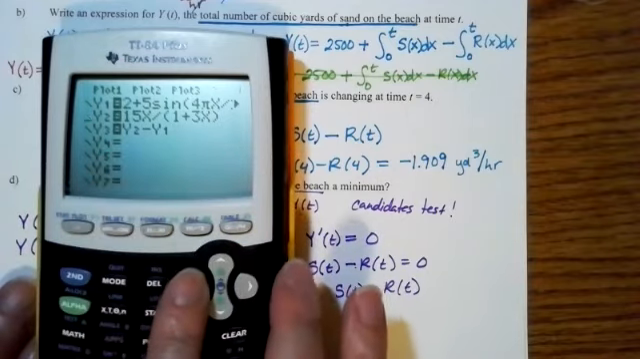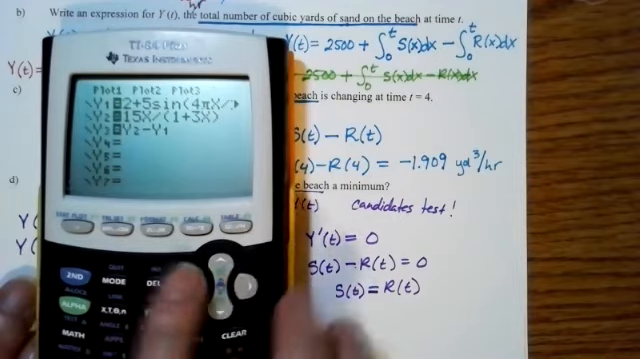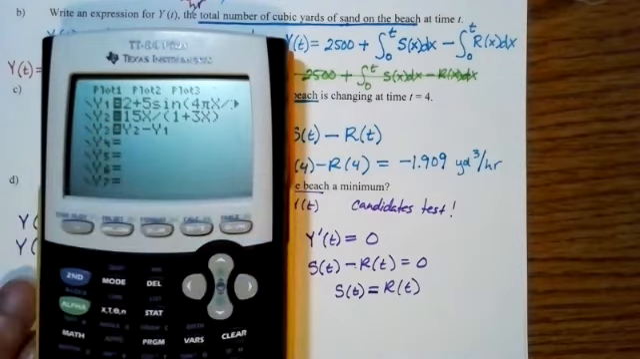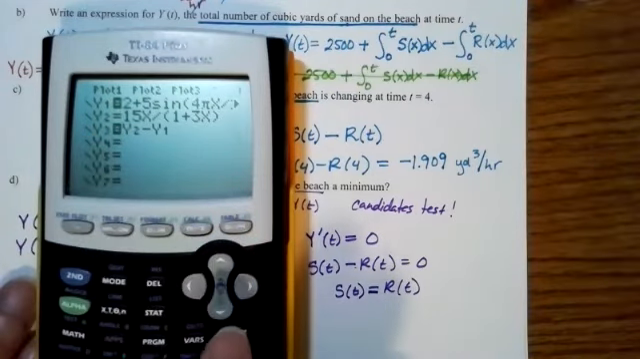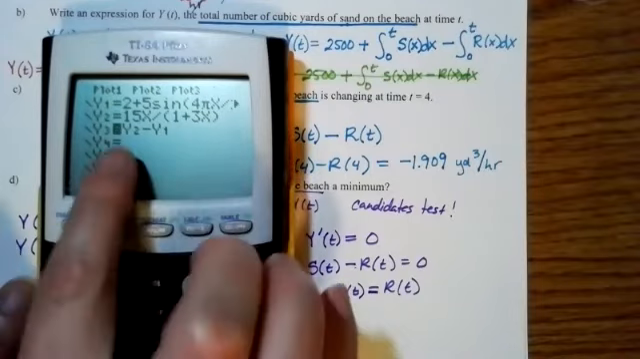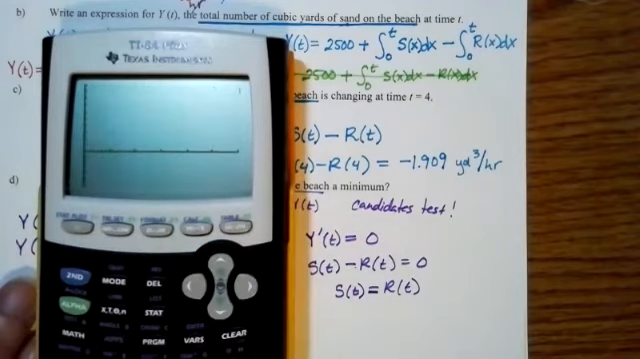To turn those off, you're going to need to arrow over until your cursor is on the equal sign and hit enter to turn that off, and then arrow up and hit enter and turn that one off. They're still in there and I can use them, but I'm only going to graph the one that is selected. So let's take a look at the graph now. This is the graph of the rate of change in the sand on the beach.